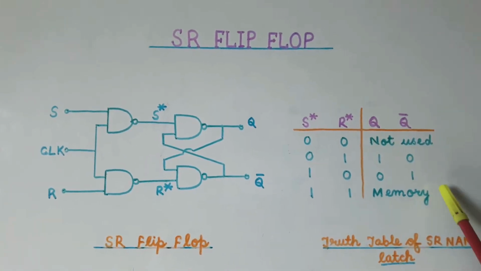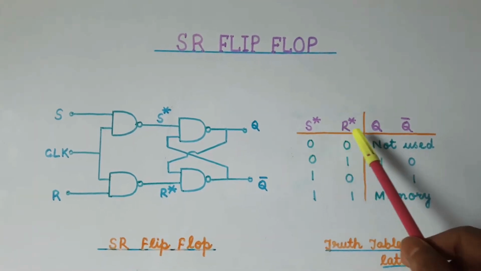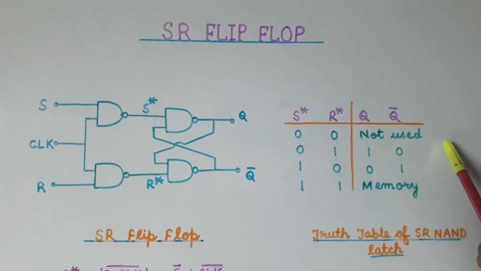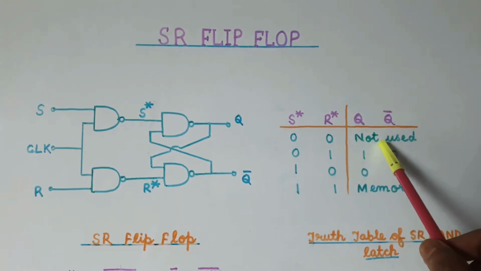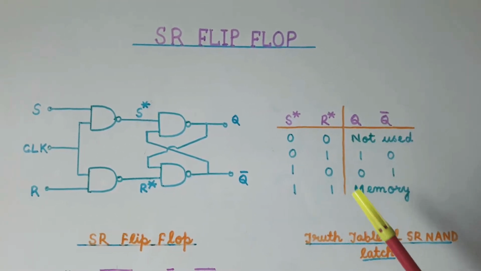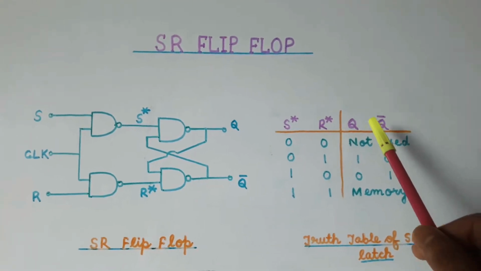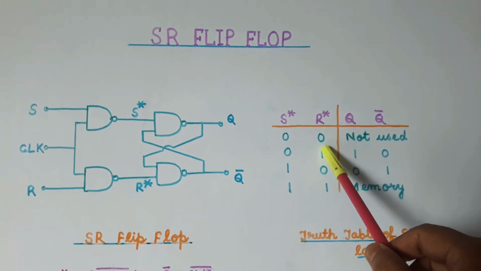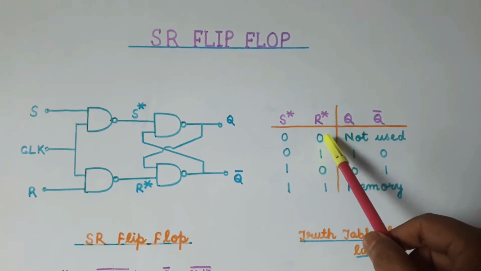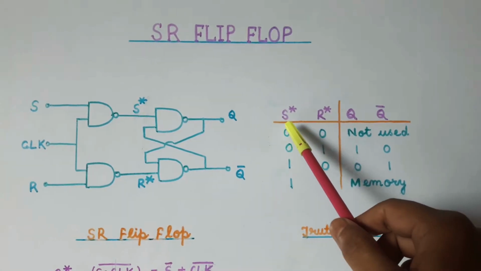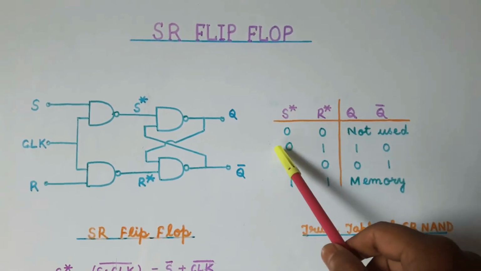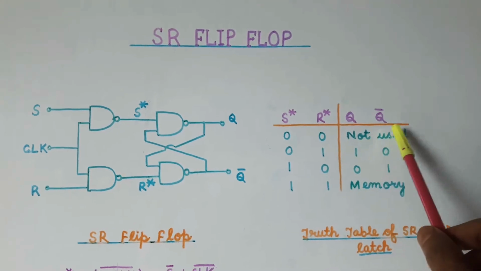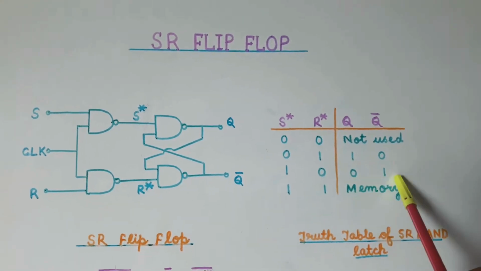From this table, we find that when the values of S star and R star are both equal to 0, then this is the not used case because we cannot determine the outputs Q and Q bar in this case. That is, we don't use this case. Similarly, when the values of S star and R star are 0, 1 and 1, 0, we get the outputs Q and Q bar as 1, 0 and 0, 1 respectively.